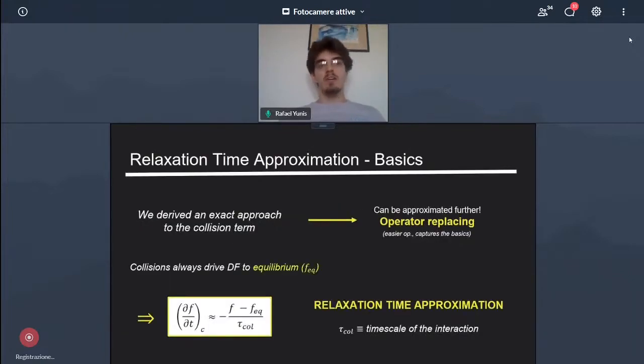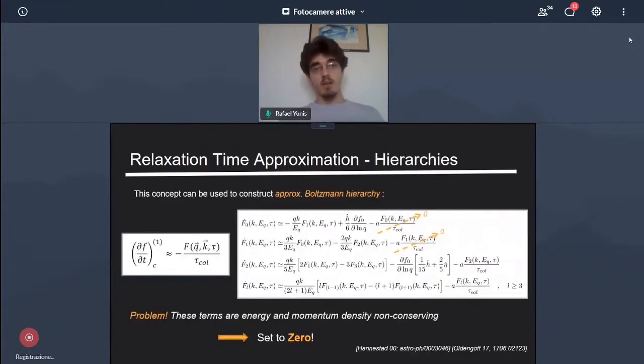Now, we derived an exact approach for this collision term, but this can be approximated further through operator replacement. If we note the fact that collisions always drive the distribution function to equilibrium, we can propose an operator like this. This is called the relaxation time approximation, with tau called the time scale of the interaction itself. This concept can be used to construct an approximate Boltzmann hierarchy. The collision term is very simple at first order. We can see it here, and we can construct a Boltzmann hierarchy in this way.